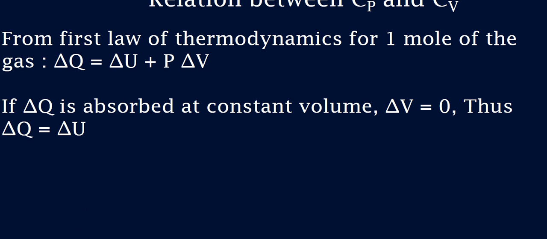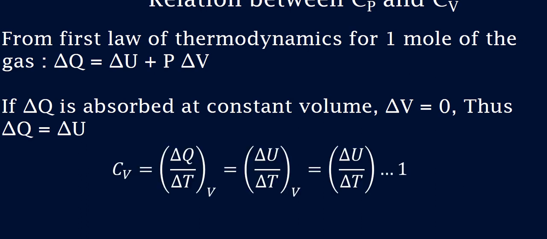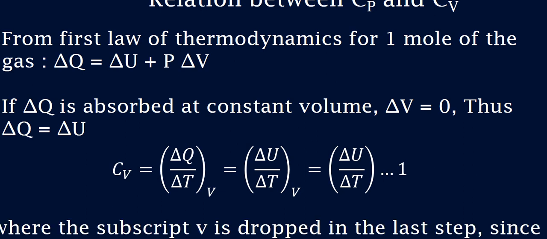From the definition of Cv, we get Cv is equal to delta Q upon delta T at constant volume, which is equal to delta U upon delta T at constant volume. We can drop the subscript V in the last step, thus Cv is equal to delta U upon delta T, because U of an ideal gas depends only on temperature.